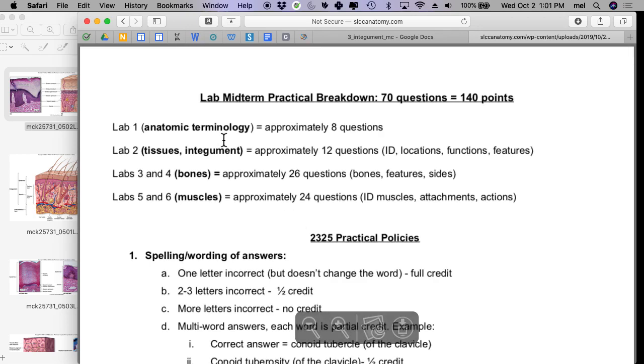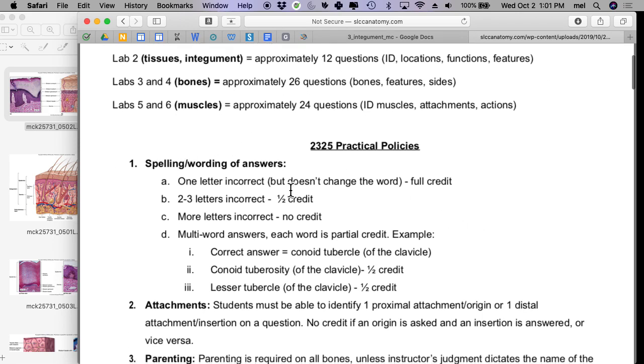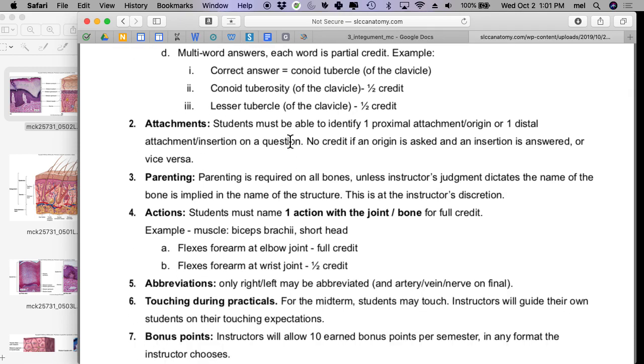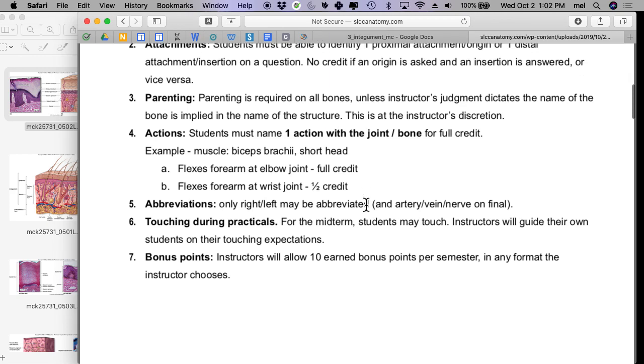And it has just a little breakdown of how many questions over each thing, right? Because I know you do not have infinite study time, and sometimes you need to make hard decisions. And then it has guidance on how spelling will count against you or for you, what is going to be required of attachments, what is going to be required of parenting, and what is going to be required of actions. So if the question is an action question and you get the action right but the joint wrong, you can get partial credit, but if you get the action wrong, you got the question wrong.